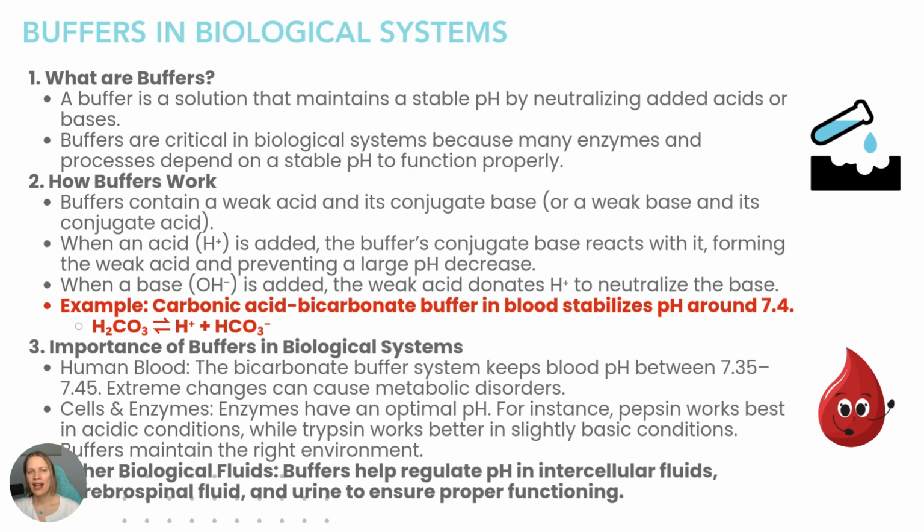But then cells and enzymes. Enzymes have an optimal pH. For instance, pepsin works best in acidic conditions, while trypsin works better in slightly basic conditions. So it depends on the conditions. It depends on the body, vice versa. It depends on inside the mouth.